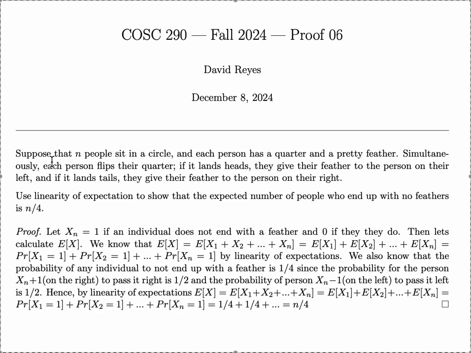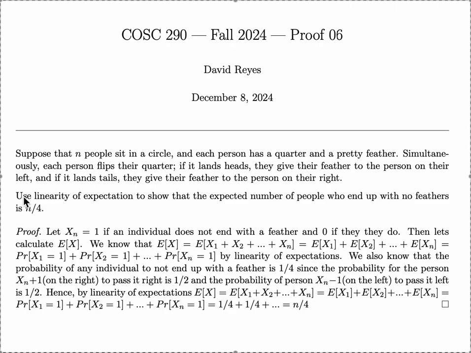And the problem goes like this. Suppose that n people sit in a circle, and each person has a quarter and a pretty feather. Simultaneously, each person flips their quarter. If it lands heads, they give their feather to the person on their left, and if it lands tails, they give their feather to the person on their right. Use linearity of expectations to show that the expected number of people who end up with no feathers is n/4.